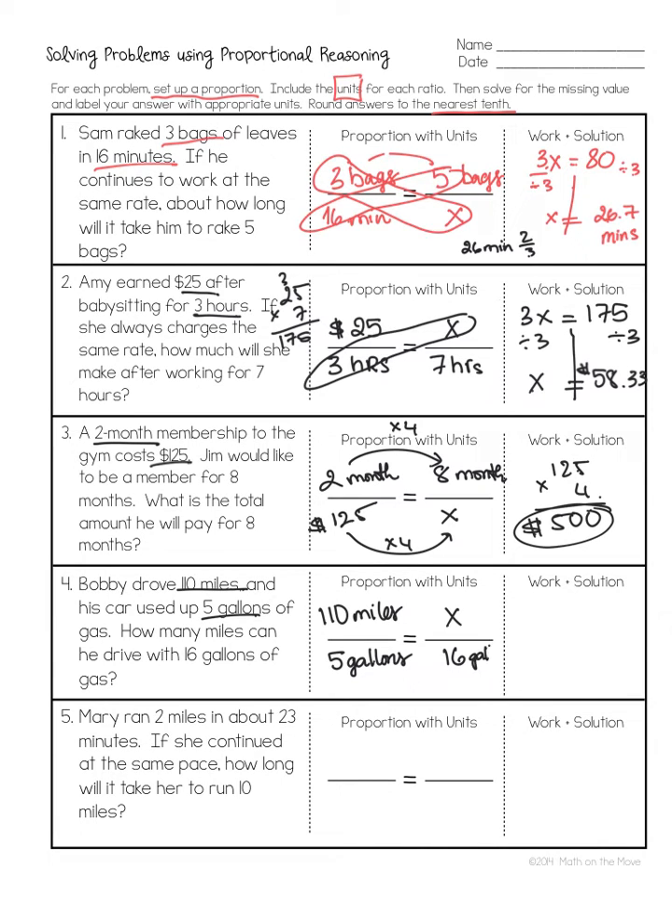Okay, we can use cross multiply in this scenario. So 5x, 110 times 16 will get you 1,760. The inverse operation of multiply is divide. So I divide both sides by 5. You will have 352 miles.